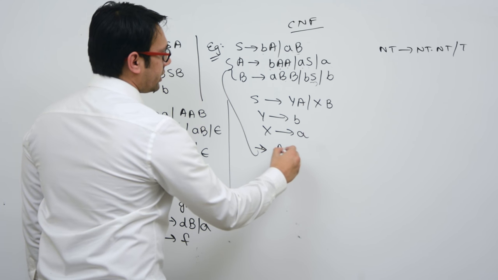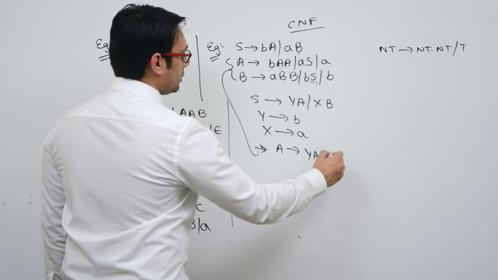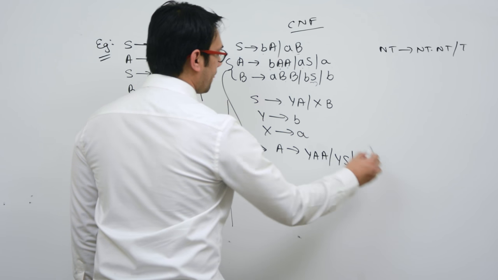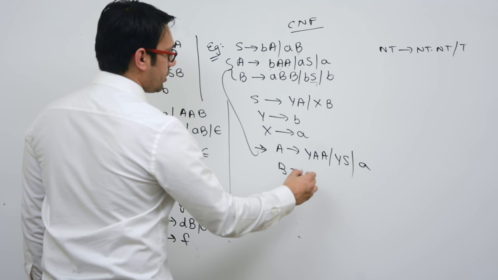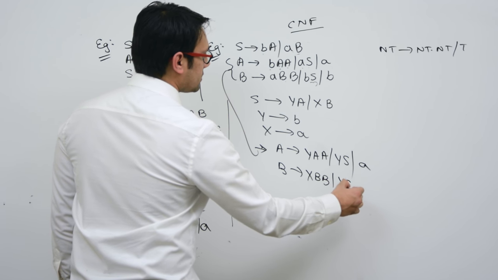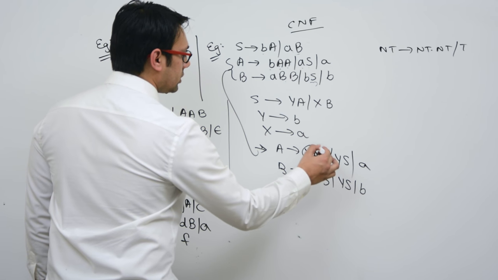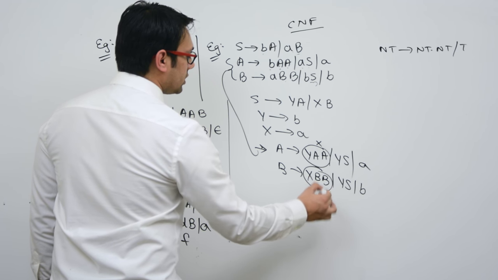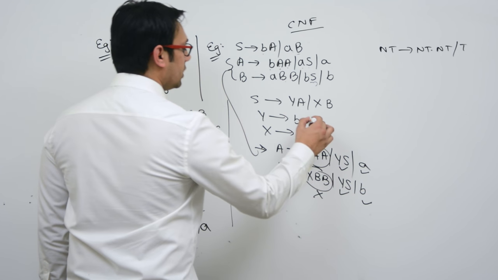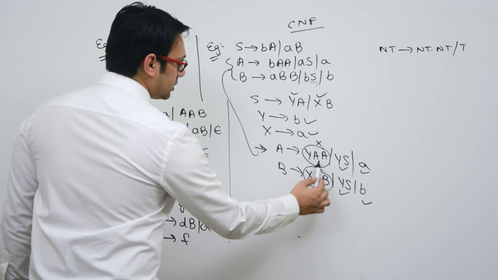So A can generate Y A A or Y S or small a, B can generate X B B or Y S or small b. Now this production is not in CNF, this production is not in CNF, this is in CNF, this is in CNF, this is in CNF, this is in CNF, these two are in CNF, this is in CNF, and this is in CNF. Now convert these two productions into CNF.